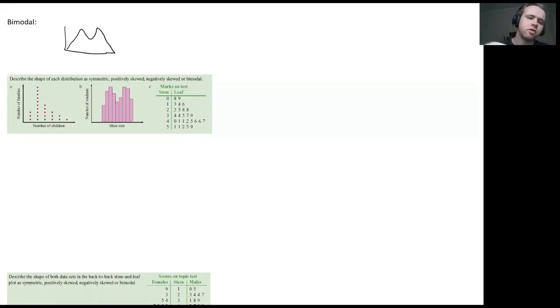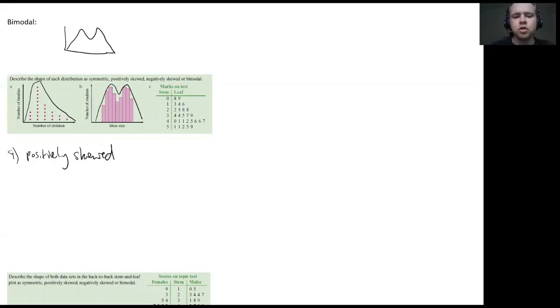When we look at this first one here, if we draw a rough outline of that set of data, this is a dot plot, and you can see the mode is very clearly shifted to the left. Remember, if it's to the left, if we've got more small values, we call that positively skewed. So positively skewed for that first set. Now for B, if we draw a rough outline of it, we've got two clear peaks, two modes, so we call that bimodal for B.